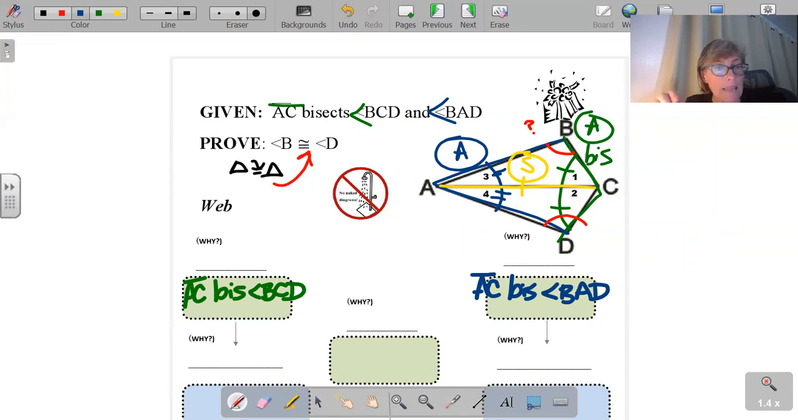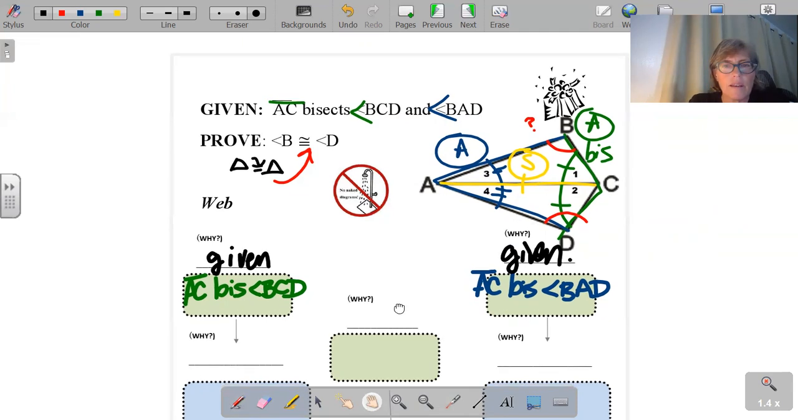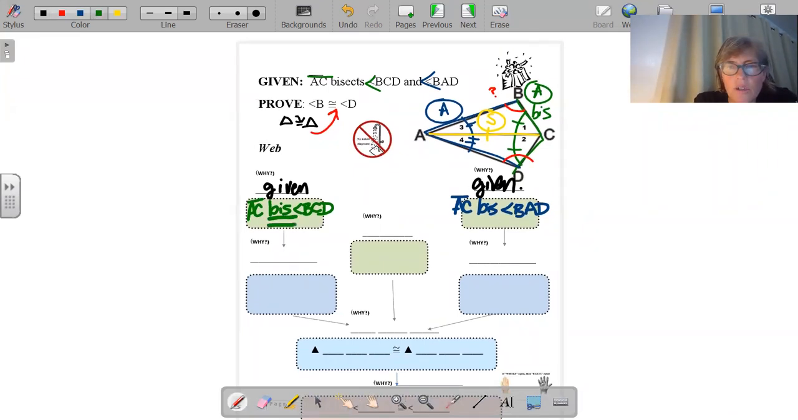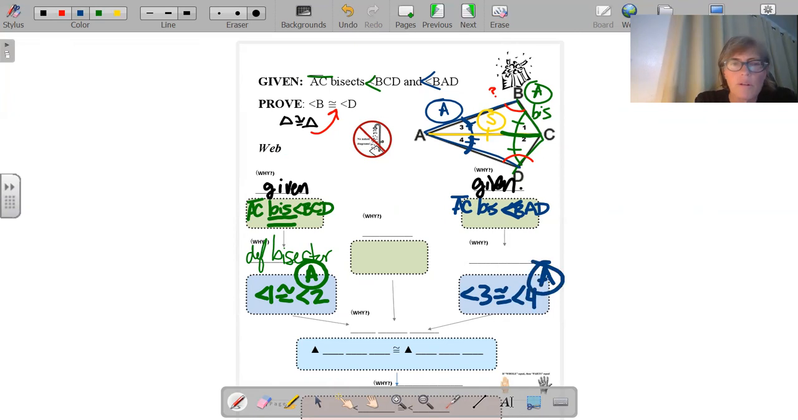Now, you put the what statements in the boxes, like what is going on, and you put the why between the boxes. So why is this piece of information true? It's given. Why is this information true? It's given. Now you take a next step. Because of this bisector, we get angle 1 congruent to angle 2, which is a pair of angles. And you put the why right above, and the reason is definition of a bisector. On the right-hand side, because of this, we get angle 3 congruent to angle 4. There's another angle. Why is that true?